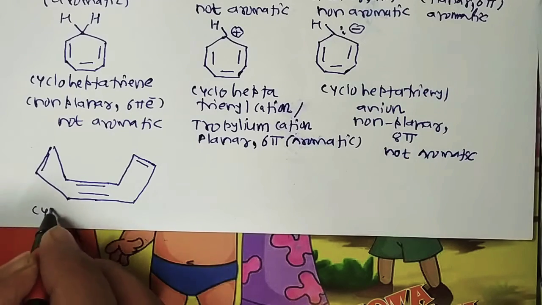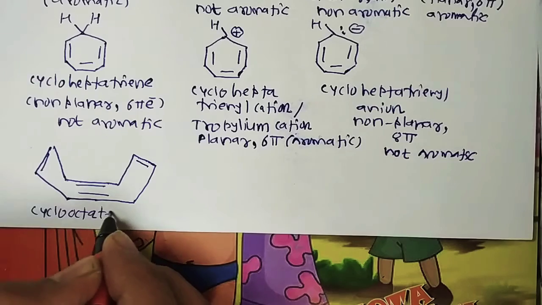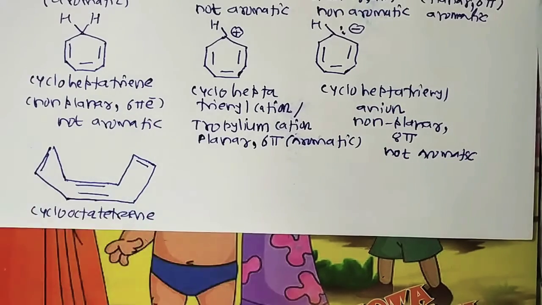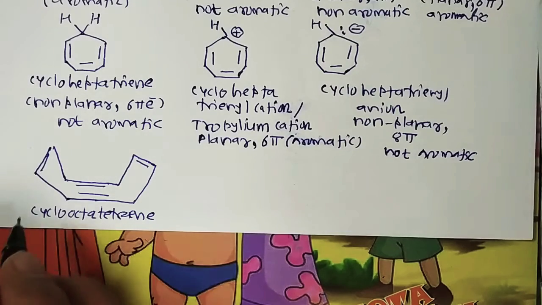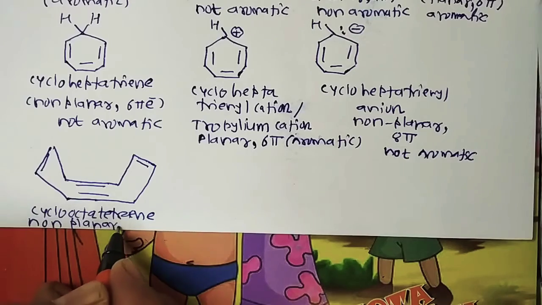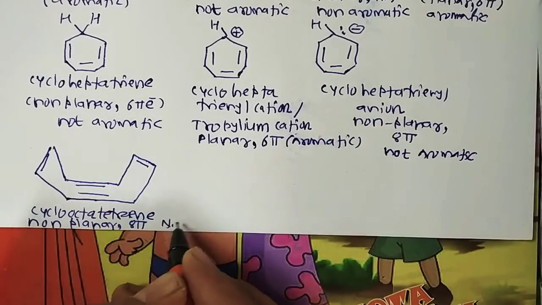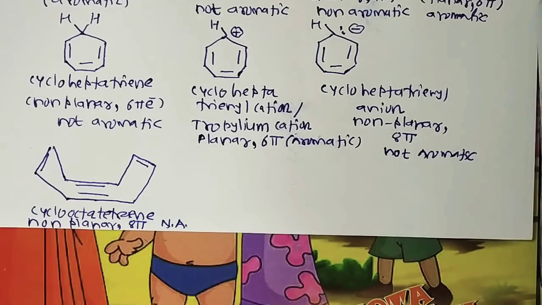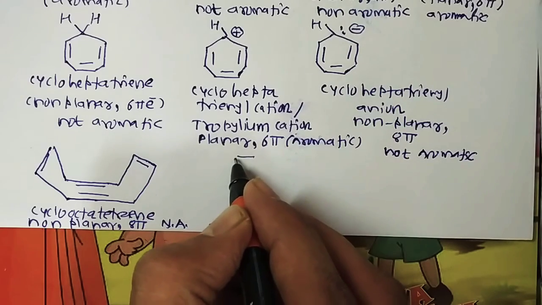Okay, the name of this compound is cyclooctatetraene, with 4 double bonds. But this compound is non-planar. Why is it non-planar? Because it has a tub-type structure. If it is non-planar with 8 pi electrons, it is not aromatic. Clear?